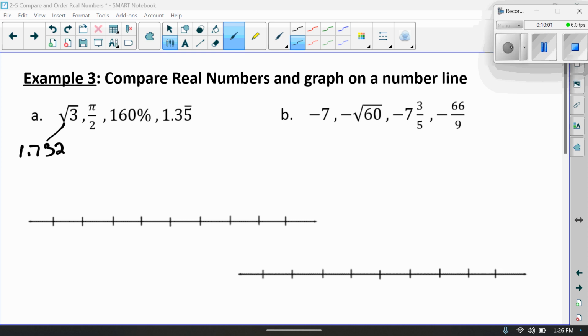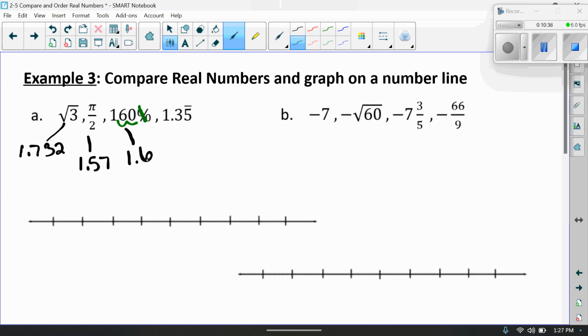The next one we have is pi divided by 2. So you're going to put 3.14 in the calculator, divide that by 2, and that gives you 1.57. So this is 1.57. Okay? Now, the 160%, we want to change the percent to a decimal. So we're just going to move the decimal place 2 places to the left, take away the percent sign, and this gives us 1.6.